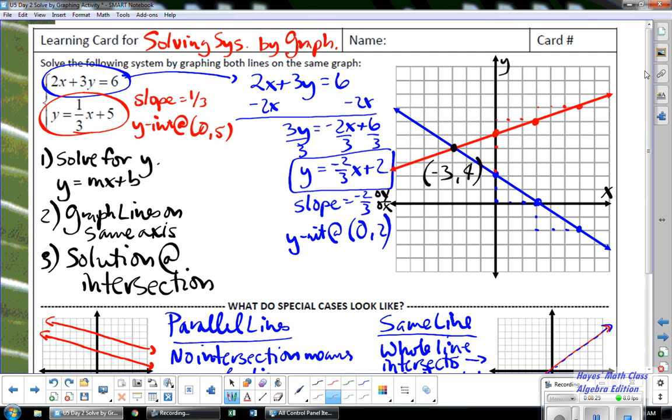I have some good examples to refer back to for solving by graphing. We got some steps out there. We did them in different colors, so it's easier to see.